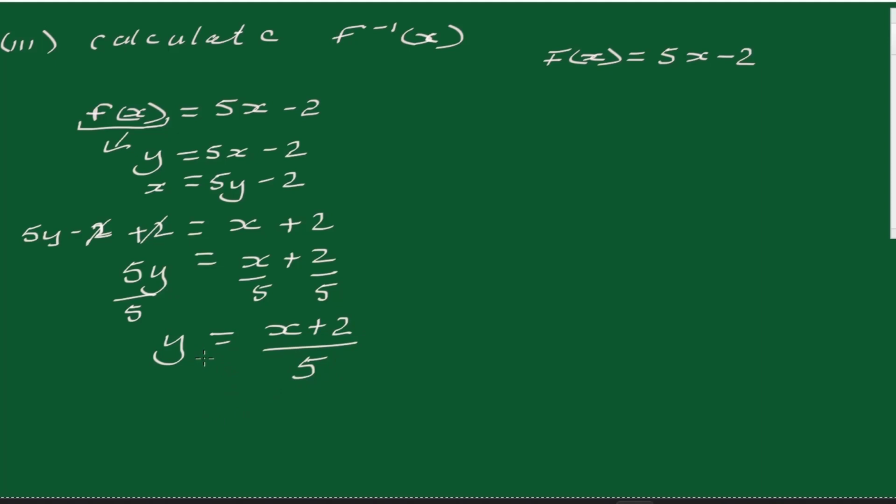So now this is my inverse function, y equals x plus 2 all over 5. Remember, if you have a common denominator, we'll express the numerator over a common denominator. In this case, it is 5. We indicate that this is our inverse function. So to indicate this is our inverse function, it is f inverse x.